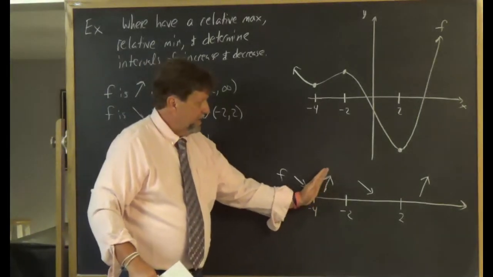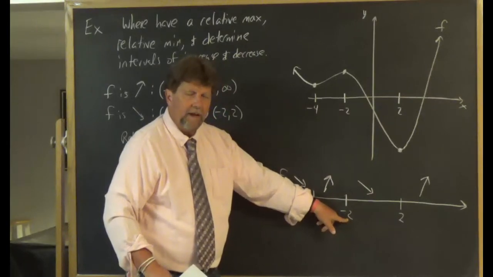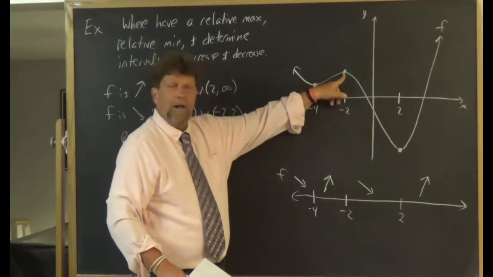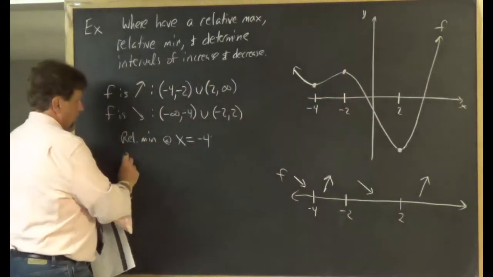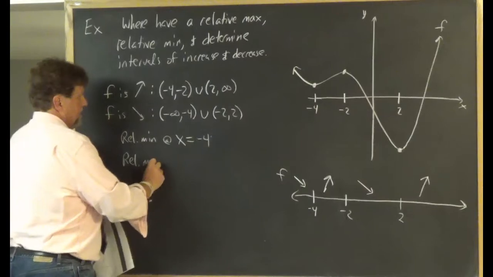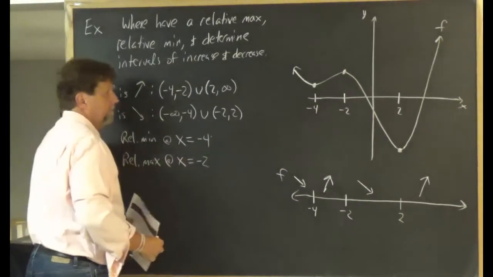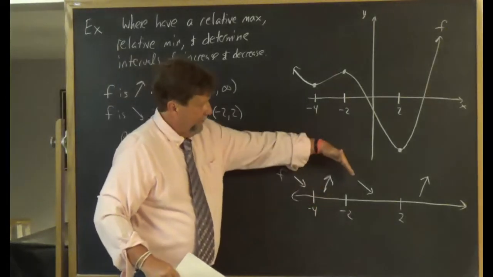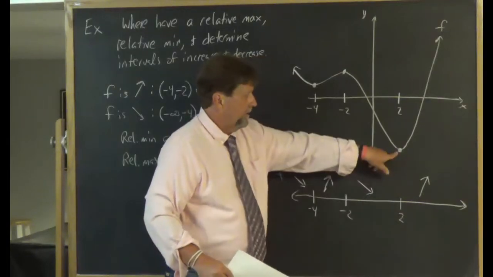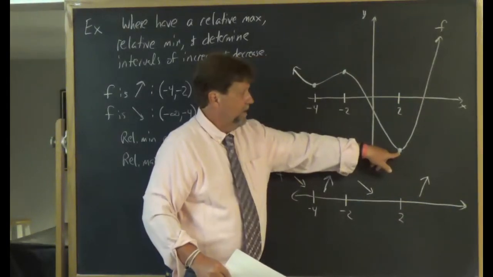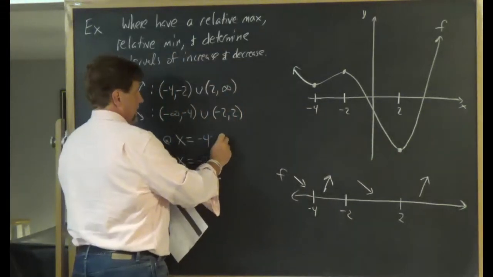Likewise, if my function is increasing and then it starts to decrease, I've hit a high point at this x value. I've hit a relative max. Let me write that down. There's a relative max at x equals -2. And then continuing, if my function is decreasing and then starts increasing again, I've hit a valley bottom, as we can graphically see right here. So that's a relative min. So let me just toss that in right here.